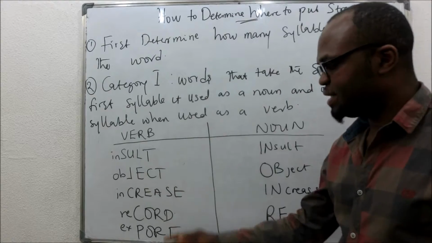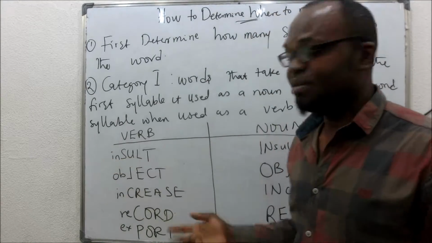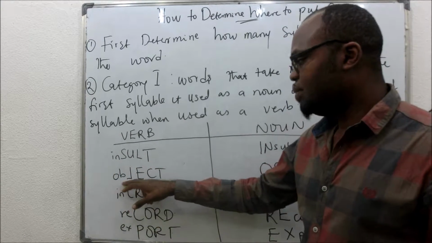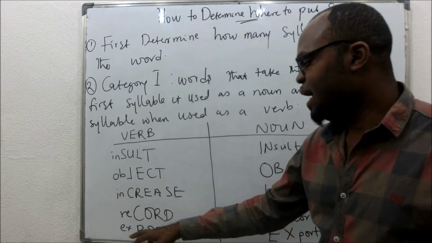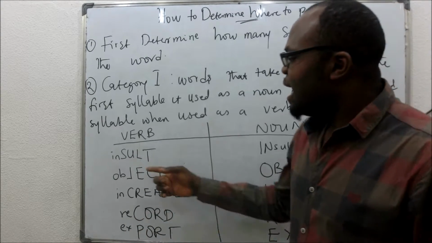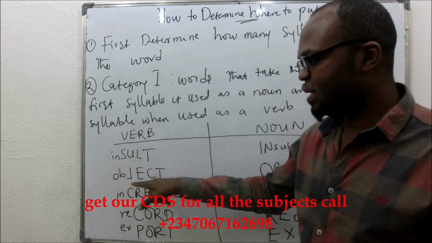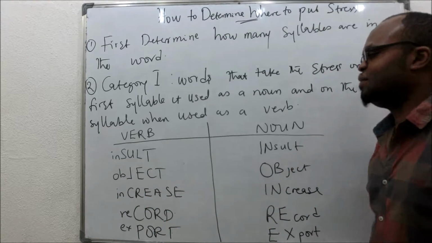So all these words have two syllables. Why do they have two syllables? Because you produce them in two movements. You say insult, object, increase, record, export. But now, how do you know which one you need to stress? The one written in capital letters is the stressed syllable. How do you know how to pick it?